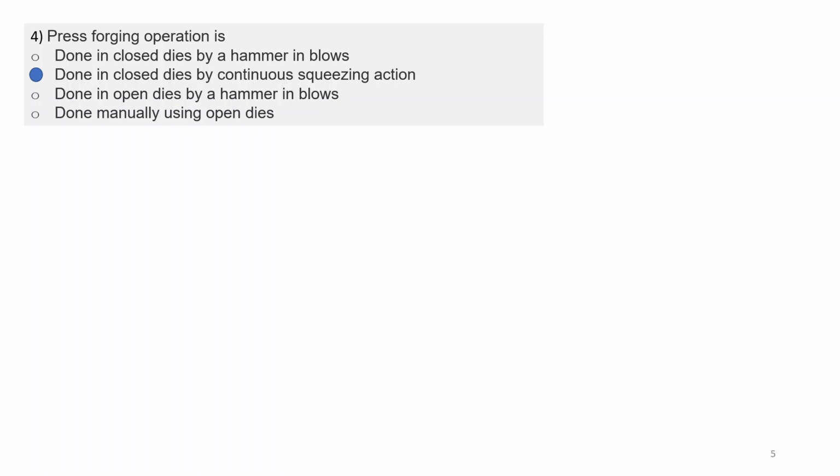Answer will be continuous squeezing action. So there are various forging operations. As I told earlier, you have to remember some of the definitions which will help you in answering these questions.